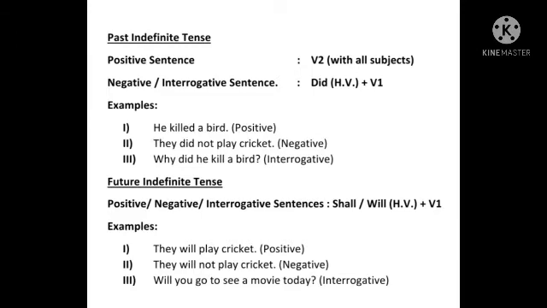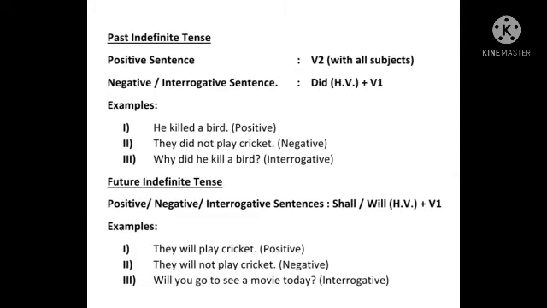Take care children, and let's see the examples. He killed a bird. It's a positive sentence. We have used the second form of the verb kill, and it is killed. They did not play cricket. It is a negative sentence. We have used here did as helping verb. Did plus first form play. Why did he kill a bird? It is an interrogative sentence. Again we have used here the helping verb did plus first form of the main verb.